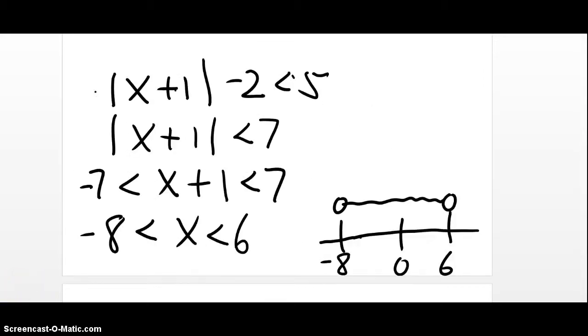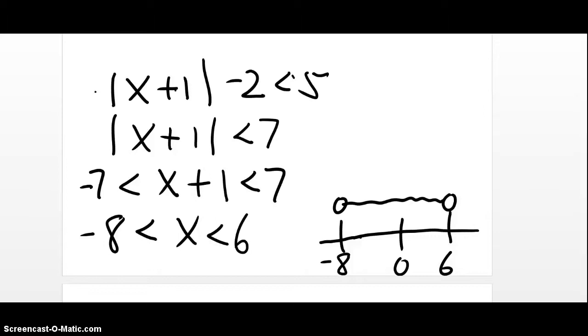Okay, and for our final example, suppose we have an absolute value inequality, but the absolute value is not yet isolated. So isolate it, add 2 to both sides. This is a less than absolute value. So that means x plus 1, the quantity inside the absolute value, as we saw from a previous example, is between -7 and +7. We have to get x alone in the middle, subtract 1 from all parts, and you get x between -8 and 6.